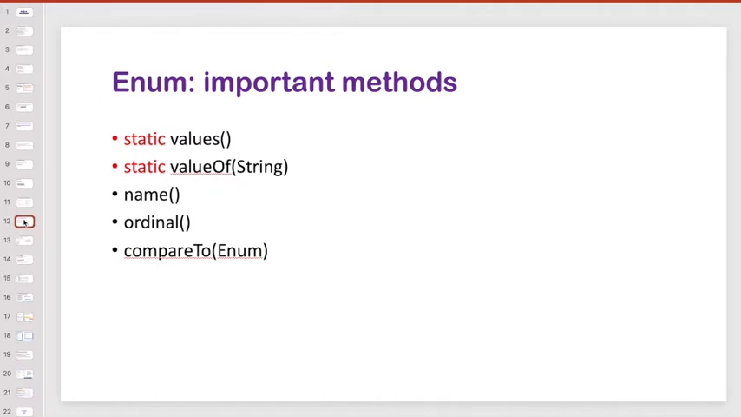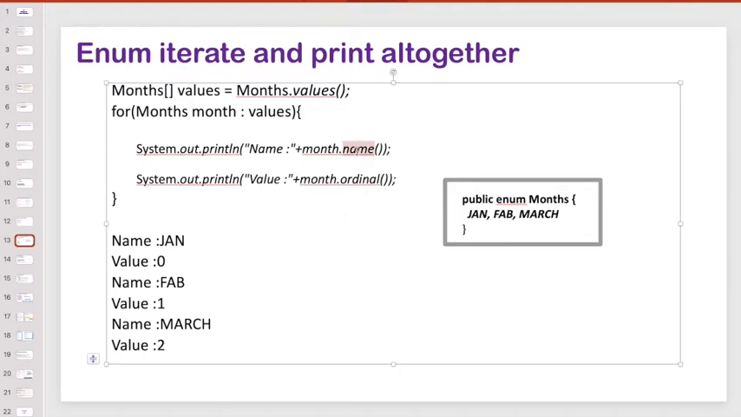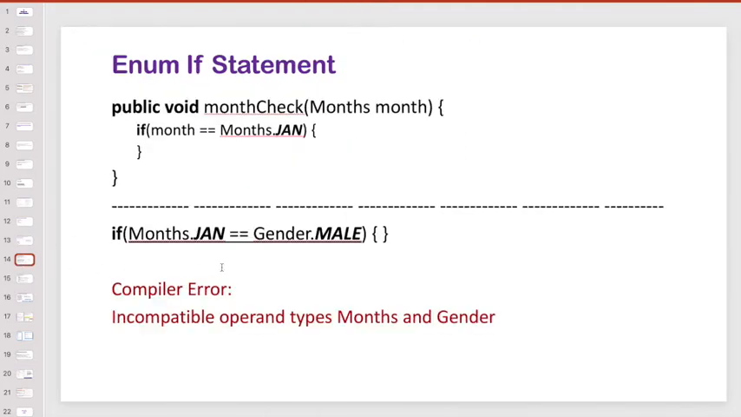Now the second item is that, as I said, these are a few important methods, values and valueOf, which are static. So you can call them from the enum name itself, right? And this other method is with each object of the enum. So this shows how we can iterate with the help of the name method and the ordinal method. I also explained how we cannot compare these two things.